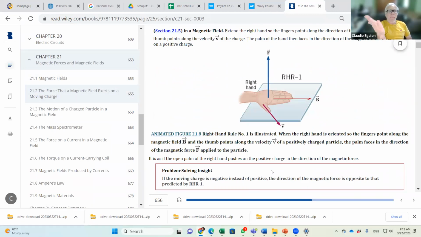The velocity vector is pointing along the thumb. The magnetic field points along the fingers of the palm of your hand. And when you orient your hand properly, the magnetic force is going to be perpendicular to the plane of your hand. That's another way of using the right-hand rule. Another way of using the right-hand rule is to lay the palm of your hand along the velocity vector, move it towards the direction of the magnetic field, and the thumb points in the direction of the magnetic force. Okay?